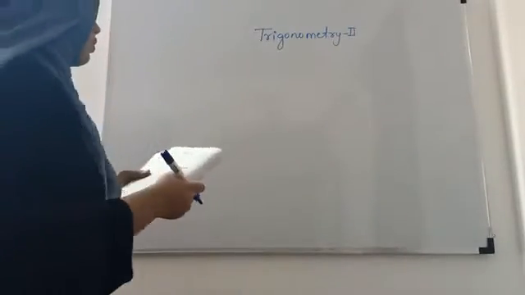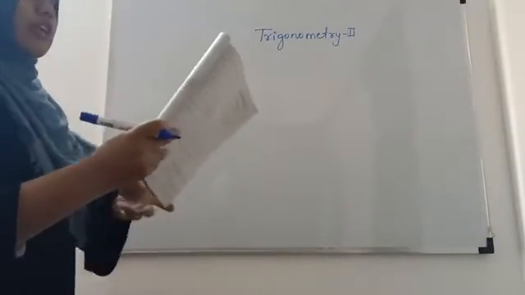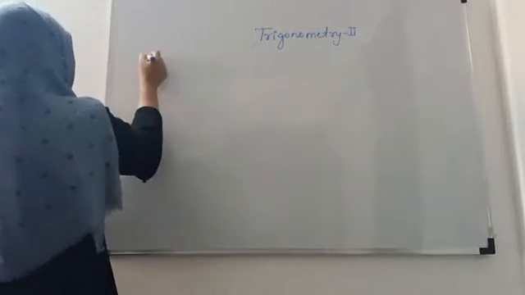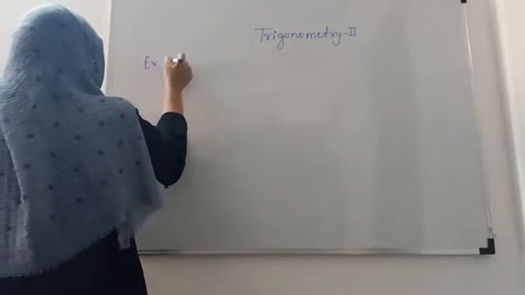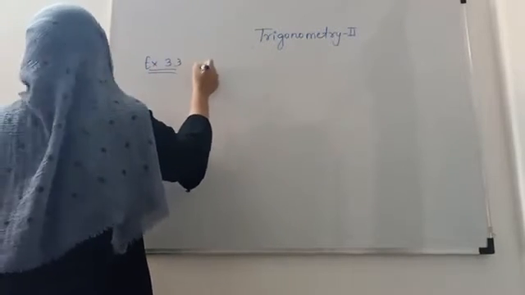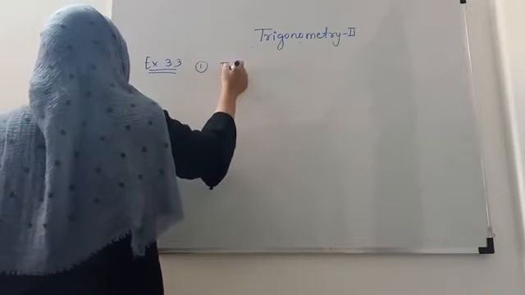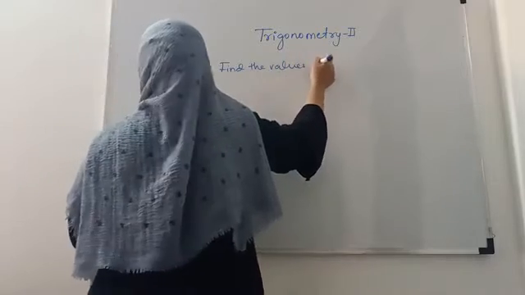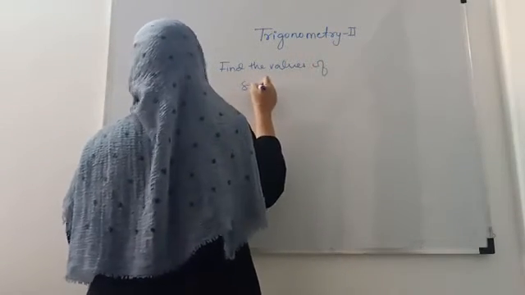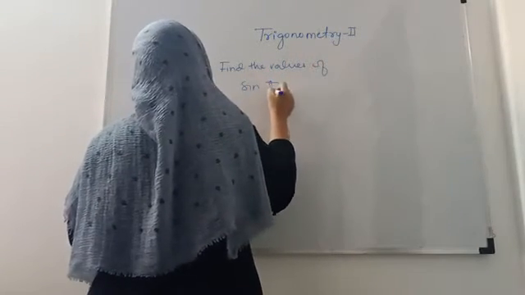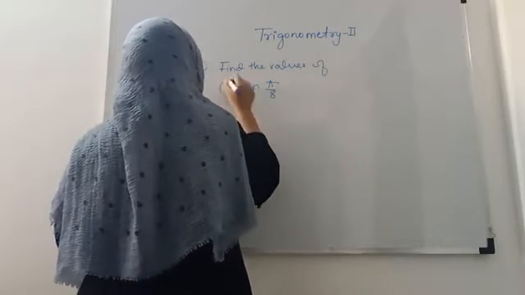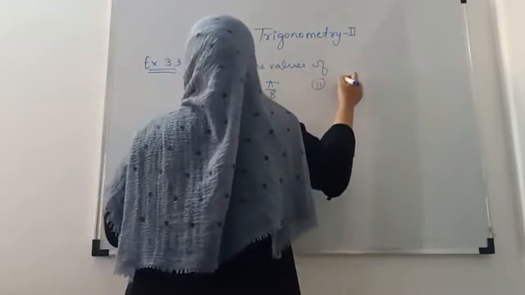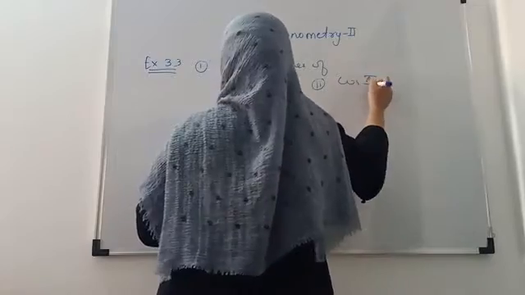It is on page number 48, exercise 3.3. Problem number 1. Find the values of sine pi upon 8 first, and second is cos pi upon 8.